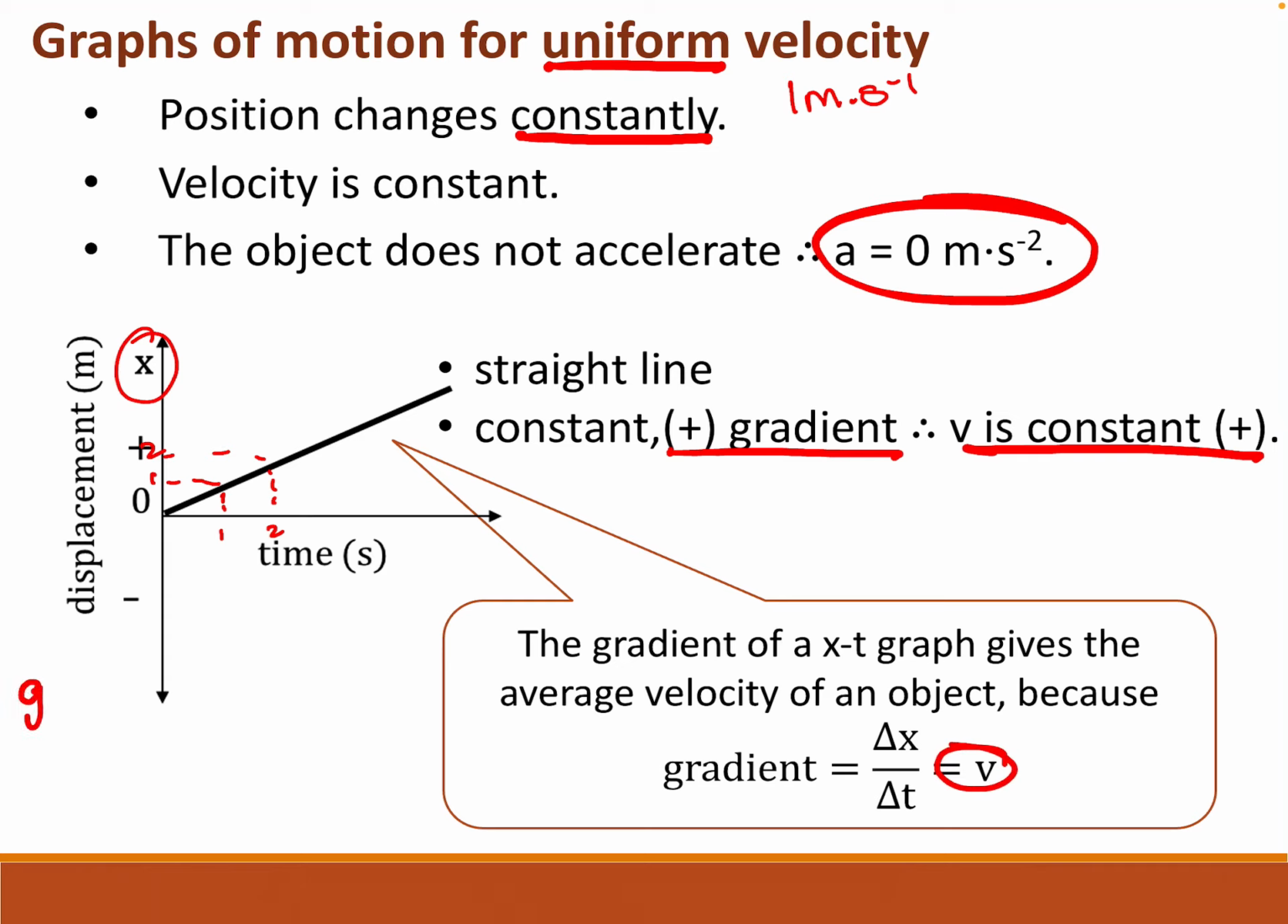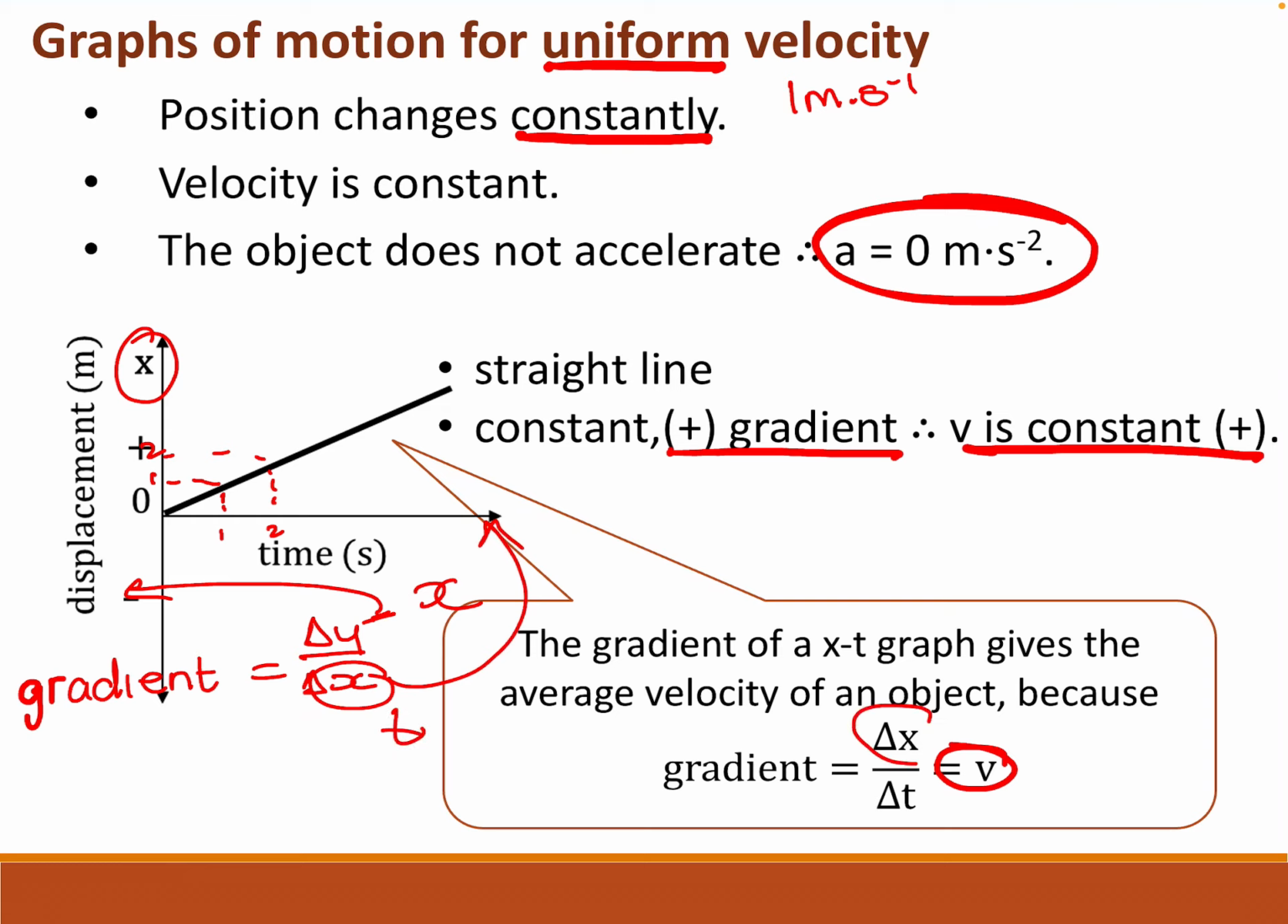Remember in maths that gradient is your change in y value, y2 minus y1, over your change in x value, x2 minus x1. In this case, y happens to be displacement, x is time, and time is a t, which is why we can say change in the y value over change in the time value. That gives me a velocity.